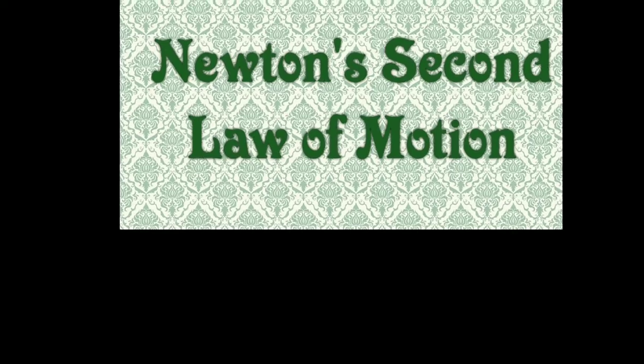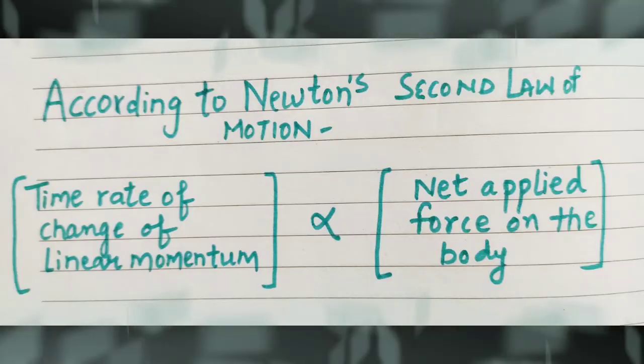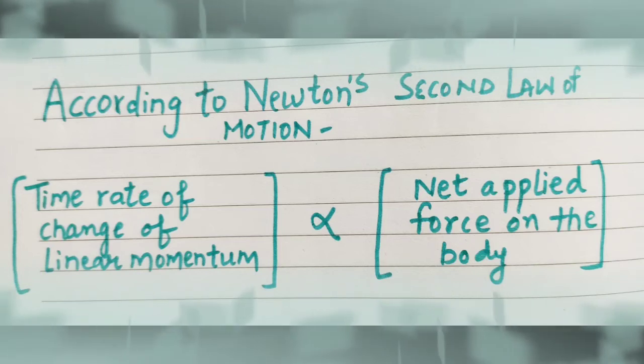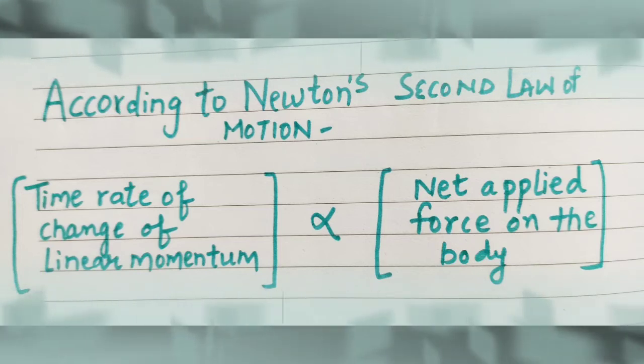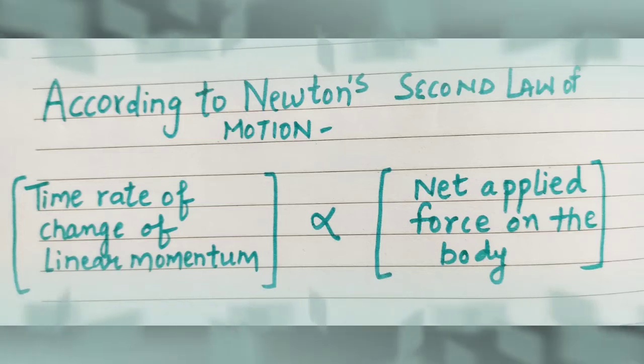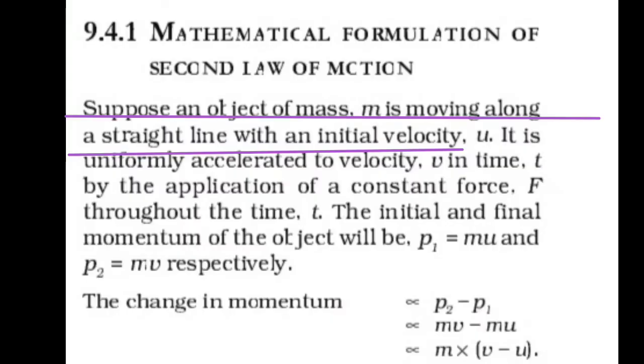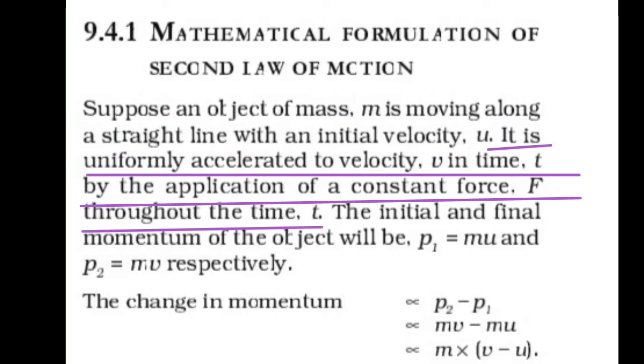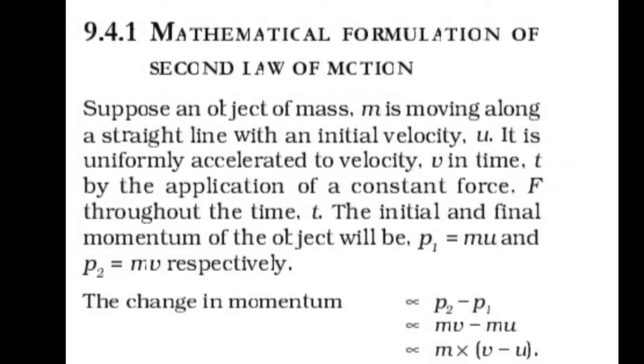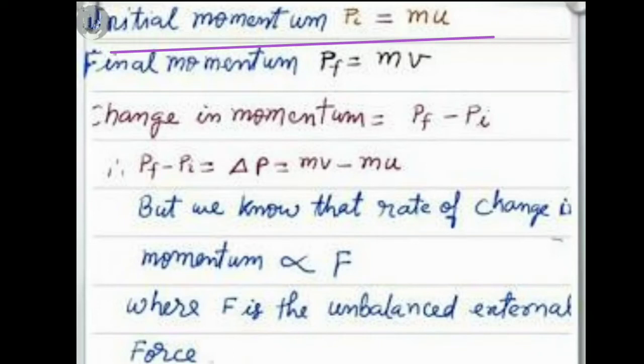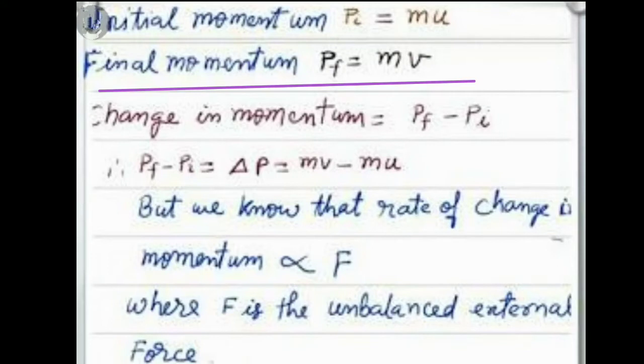Students, let's learn about Newton's second law of motion. According to Newton's second law of motion, time rate of change of linear momentum is directly proportional to the net force applied on the body. Suppose an object of mass m is moving along a straight line with the initial velocity u. When constant force F is applied on the body throughout the time t, then the object is uniformly accelerated to velocity v. So students, initial momentum of the body is pi = mu, and the final momentum of the body is pf = mv.